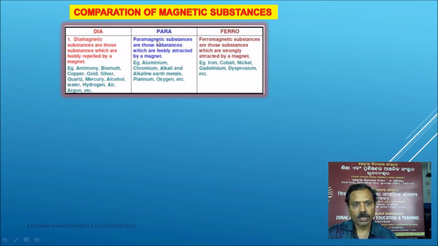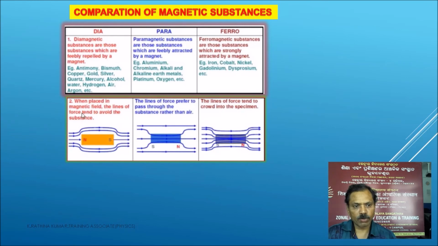Then paramagnetic substances are those substances which are feebly attracted by the magnet. Examples: aluminum, chromium, alkali and alkaline earth metals, platinum, oxygen, etc. Next, ferromagnetic substances are those substances which are strongly attracted by the magnet. Examples: iron, cobalt, nickel, gadolinium, dysprosium, etc.